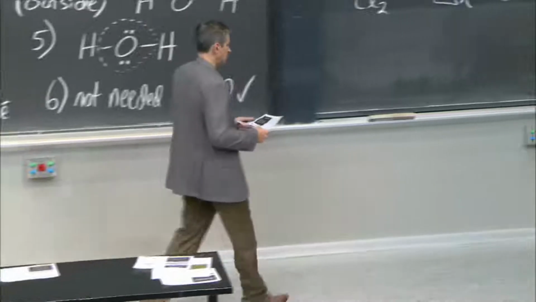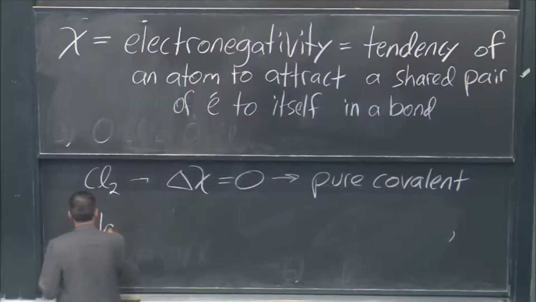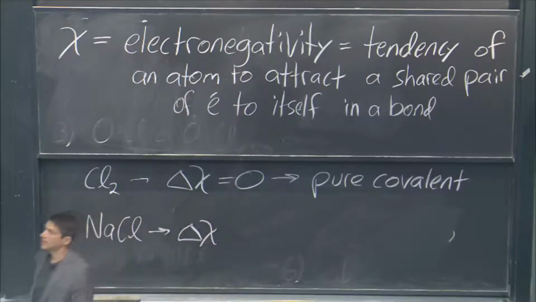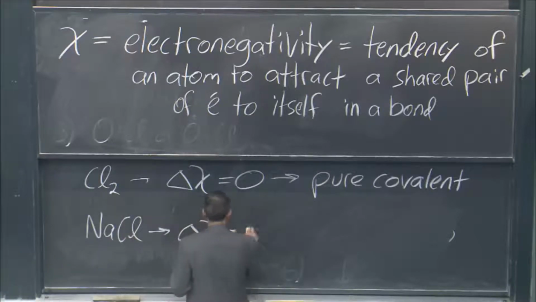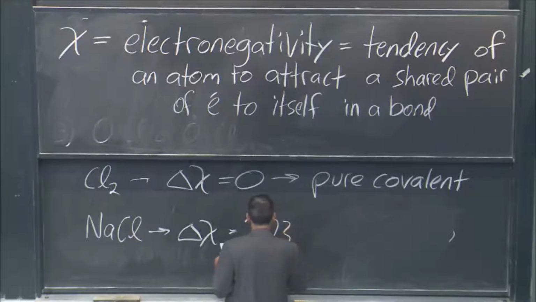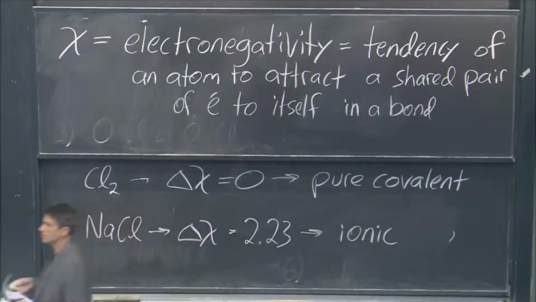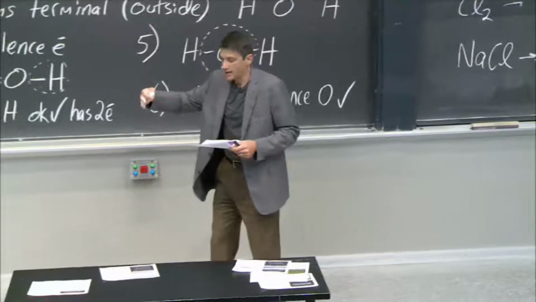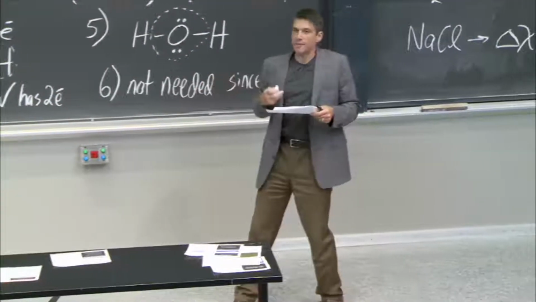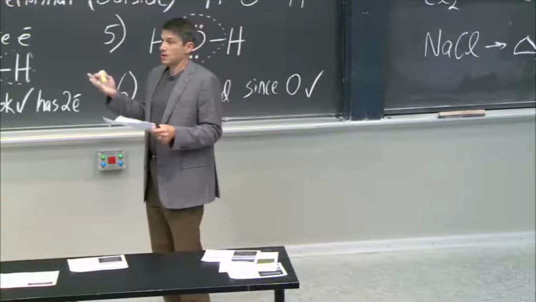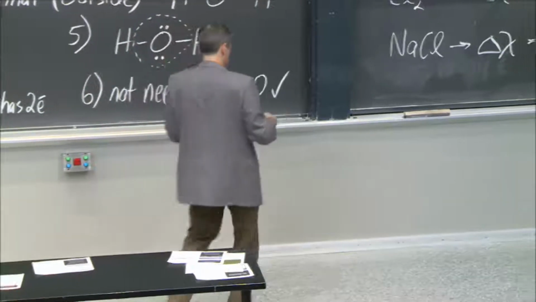But see, if I go to something like sodium chloride, well, now I can calculate from this table the difference in electronegativity between sodium and chlorine, and it's 2.23, which is pretty high. And it's ionic. So if that difference is high, then it means one of the atoms grabbed the electrons. And if it's 0, it's pure covalent. And if it's somewhere in between, it's polar covalent.